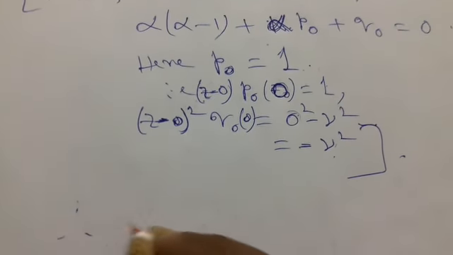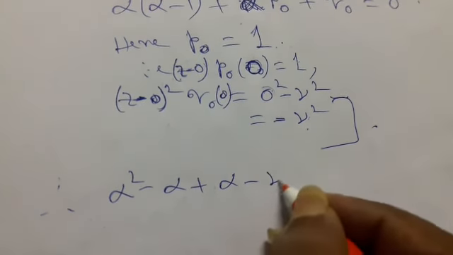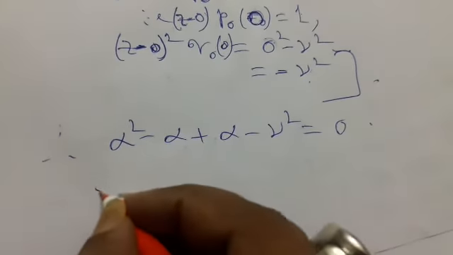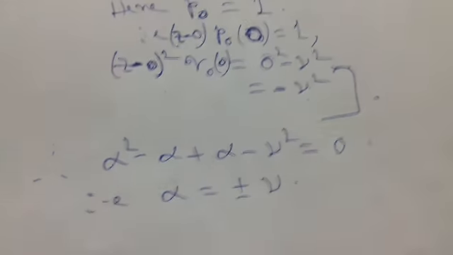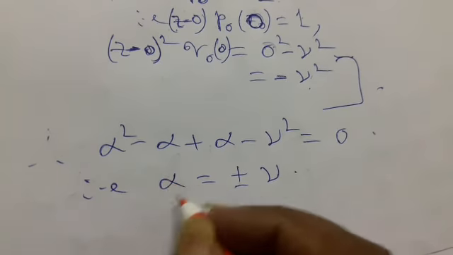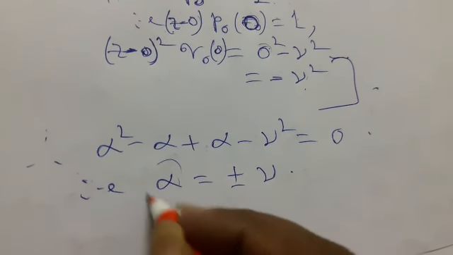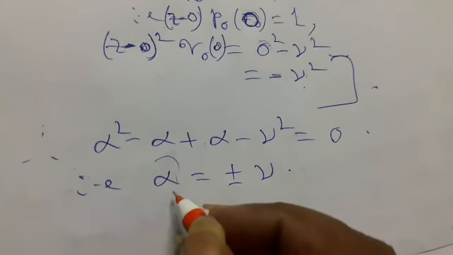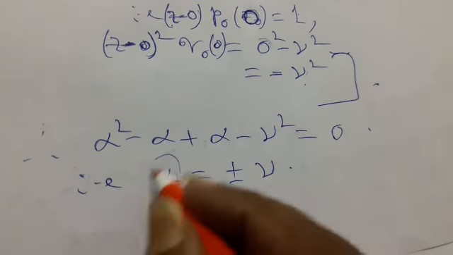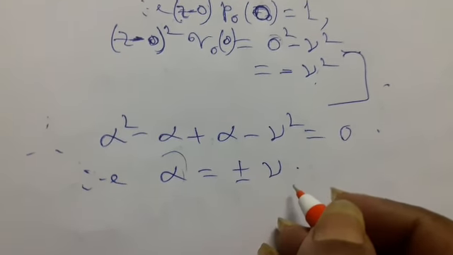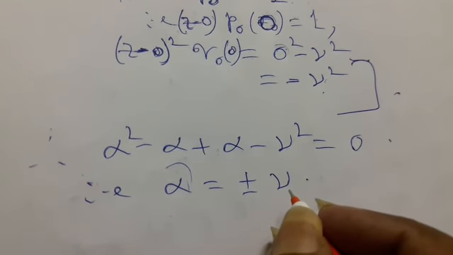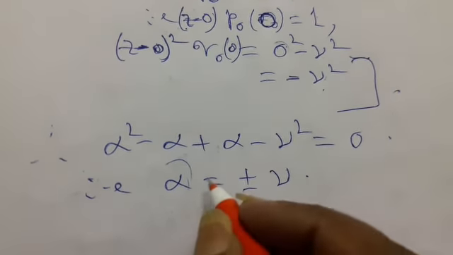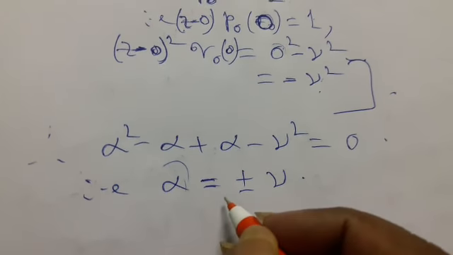Then the indicial equation is alpha square minus alpha plus alpha minus gamma square equals to 0, that is alpha equals to plus or minus gamma. And in my next video we will finally find the roots of the solutions, and on the basis of these roots we calculate the general solution of Bessel's equation. It is in my next videos.